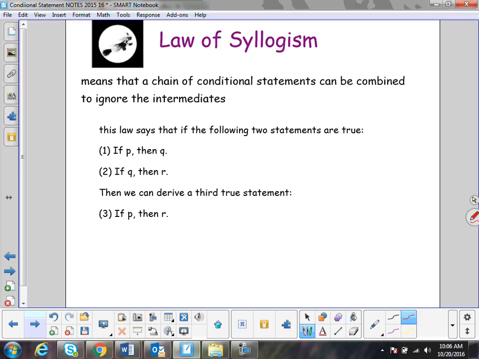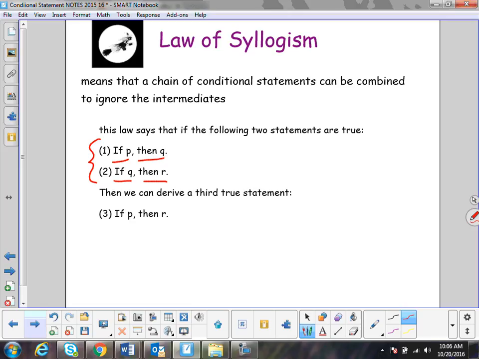So here's the symbolic part. Let's write this part down on the symbolic line. If P, then Q. Okay, so something happens, then this happens. Then there's statement 2. If Q, then R.